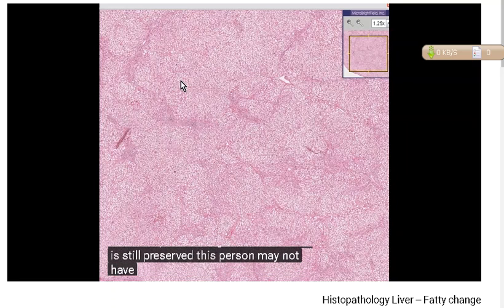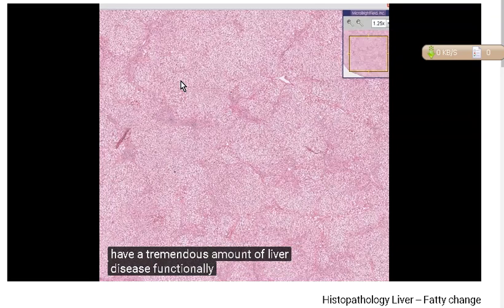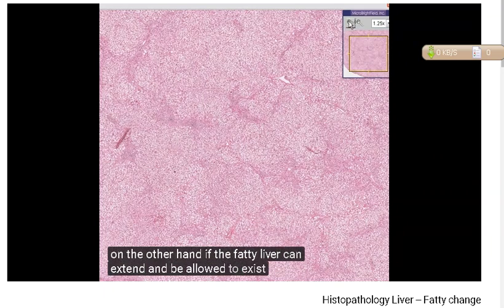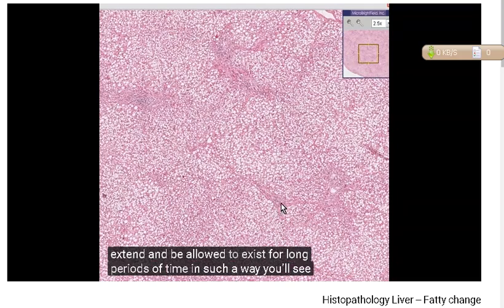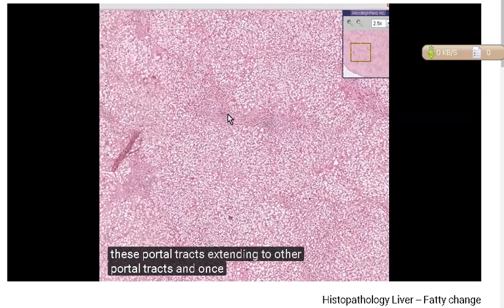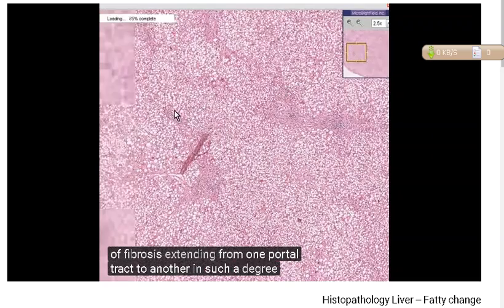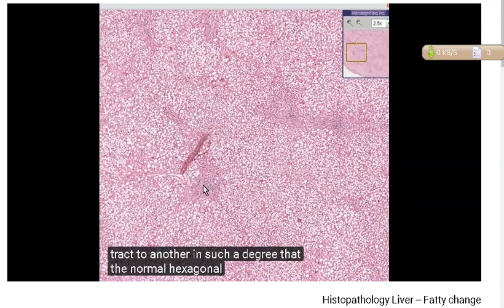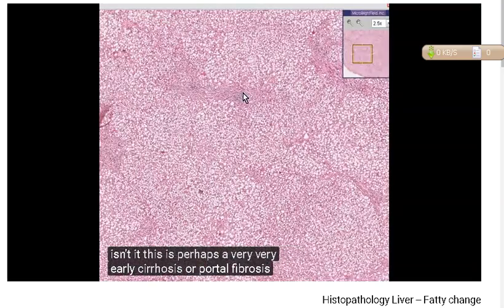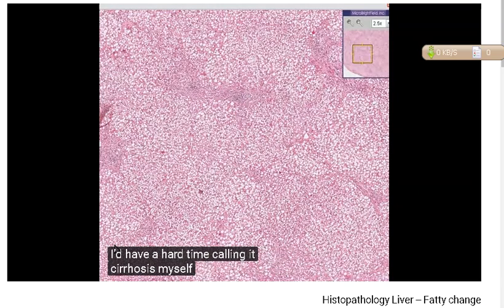This person may not have a tremendous amount of liver disease functionally. On the other hand, if the fatty liver can extend and be allowed to exist for long periods of time in such a way, you'll see that there will be some fibrosis around these portal tracts, extending to other portal tracts. And once you have an area of fibrosis extending from one portal tract to another in such a degree that the normal hexagonal architecture of the liver is disrupted, then that's cirrhosis, isn't it? This is perhaps a very, very early cirrhosis or portal fibrosis, but I'd have a hard time calling it cirrhosis myself.